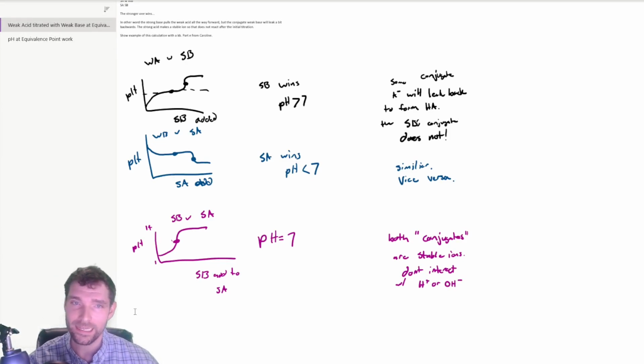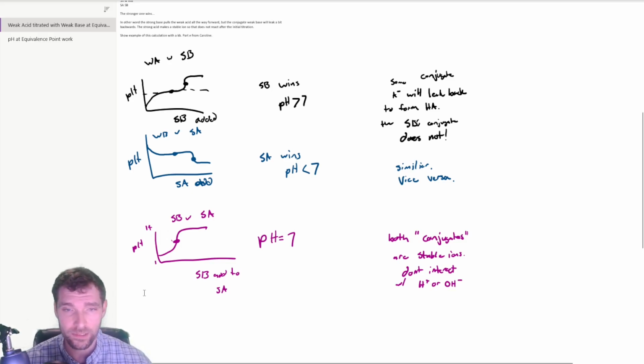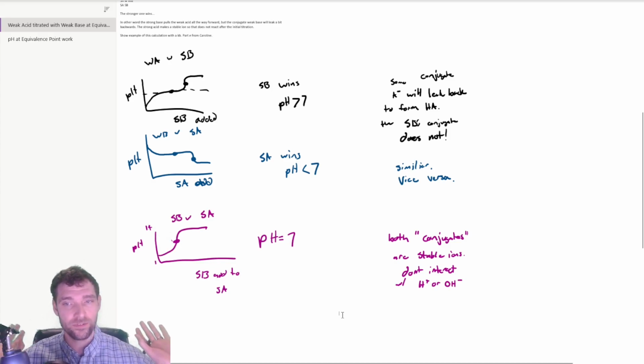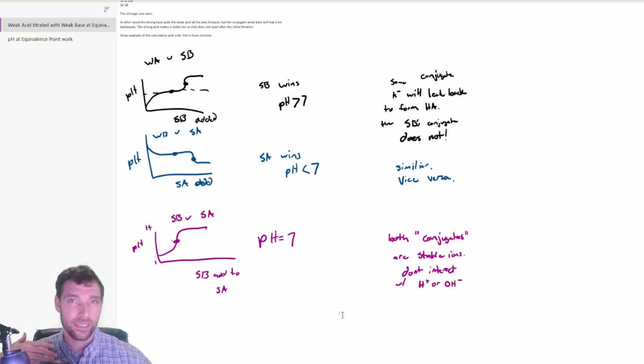So to better understand this, you can look at the titration curves and the equivalence points for when you have a weak acid with a strong base, or weak base with a strong acid, or a strong acid and a strong base being titrated together. The easiest one to think about is this bottom one. Their conjugates are very stable, so they're not interacting with H plus and OH. Once these things have dissolved, they're done. So the pH should be about 7 when you've got equal amounts of moles of these acids and bases added.